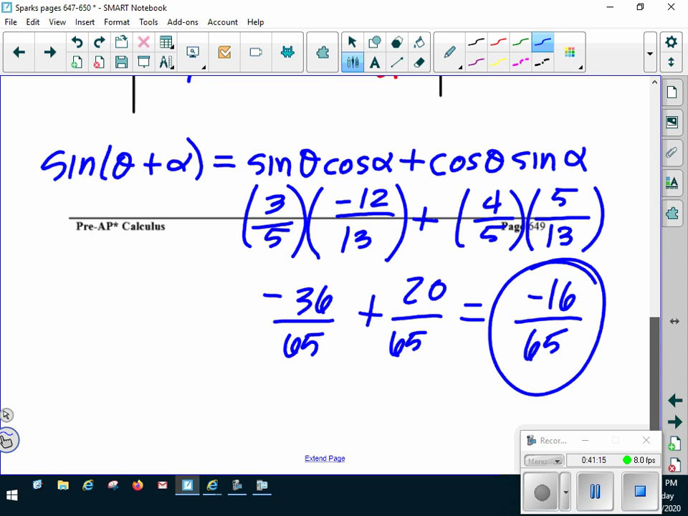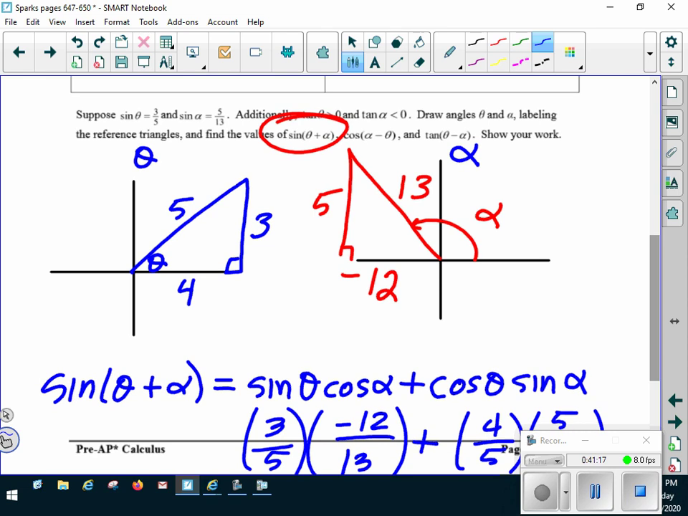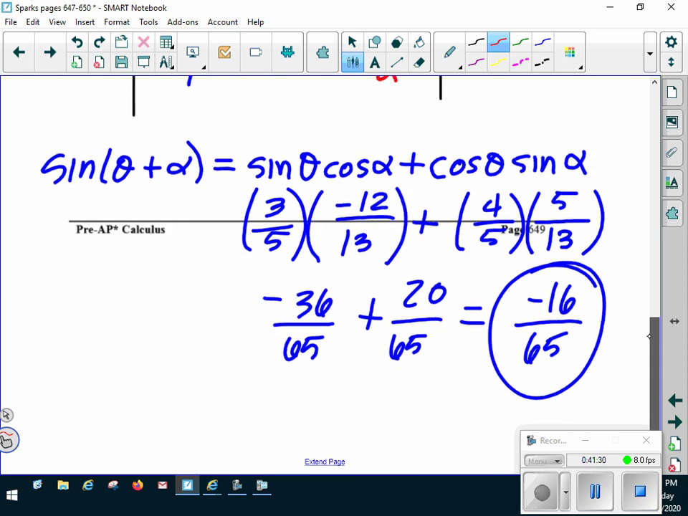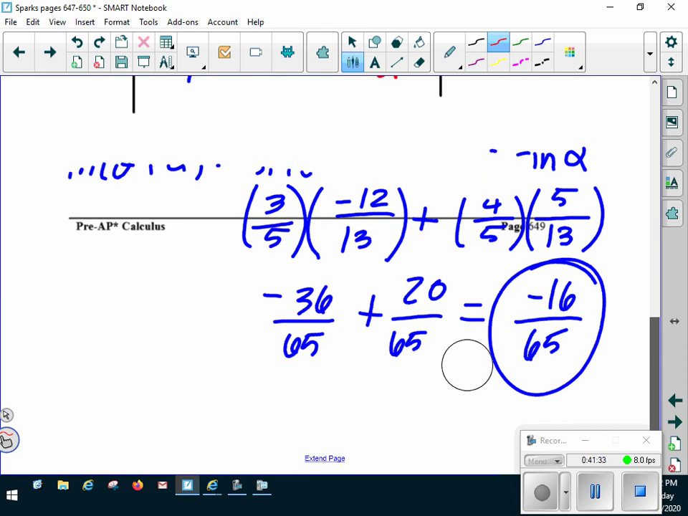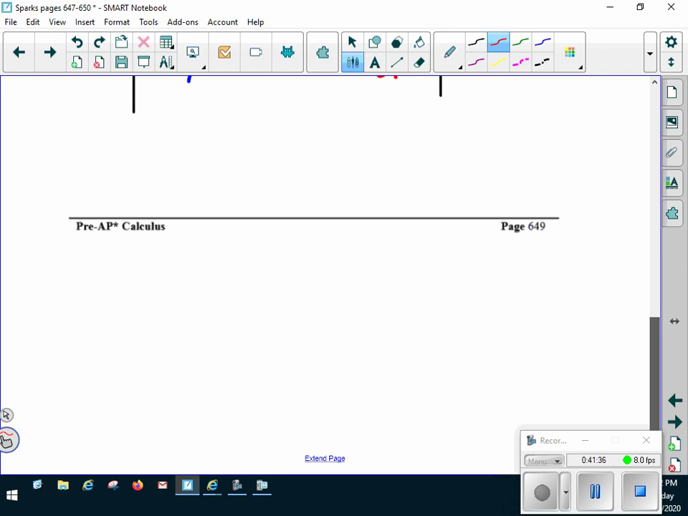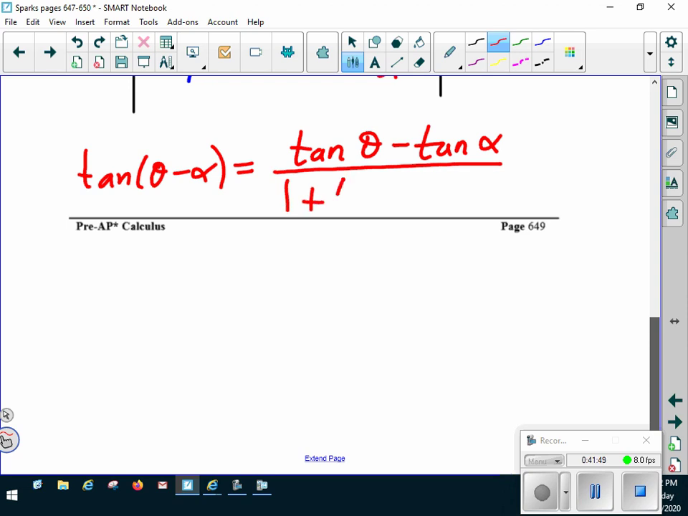Well, we're not finished. It told us to find 3 things, didn't it? How about we do the tangent of theta minus alpha? The tangent of theta minus alpha is tangent theta minus tangent alpha over 1 plus tangent theta times tangent alpha.